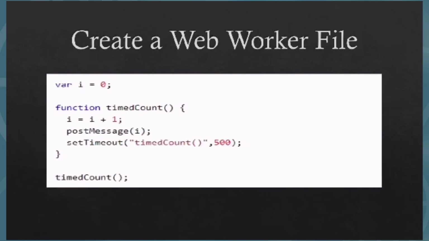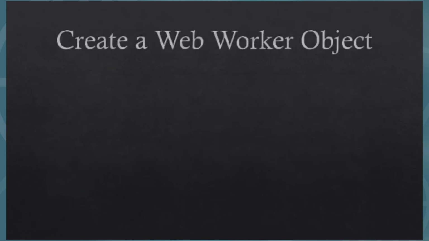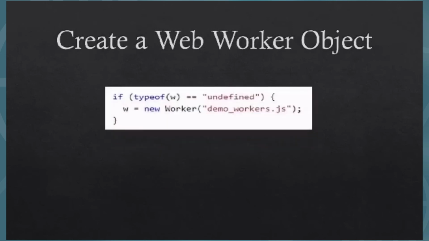Now that we have the web worker file, we need to call it from an HTML page. This code will check if the worker already exists. If not, it creates a new web worker object and runs the code in demo_workers.js. Then, we can send and receive messages from the web worker.